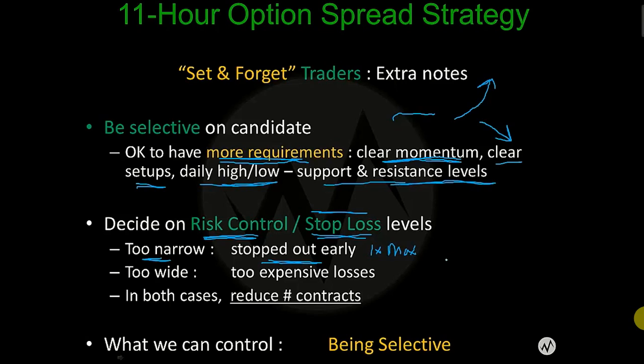If it's too narrow, you could get stopped out early on just a little wiggle. Now, if you're saying, okay, I'm going to go to 4 times max loss instead of 1 times max loss, remember, these don't always work out, especially if you're not sitting and watching it. If the stop loss is too wide, then your losses could get too expensive, especially if you're new.